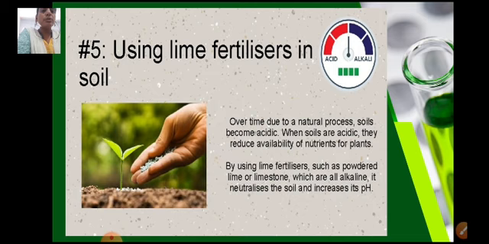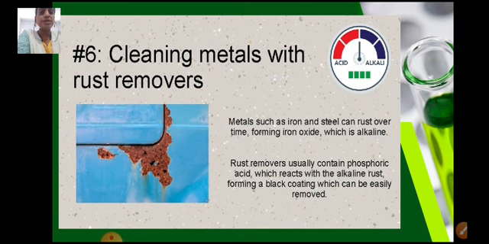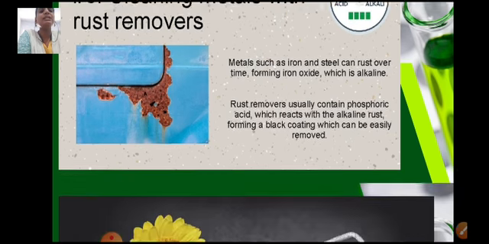And what happens to the soil? Soil becomes too acidic when lots of fertilizers are used. Such soil can be neutralized by using lime fertilizers, lime or limestone. Next, cleaning metals with rust removers. Metals such as iron and steel can rust over time, forming iron oxide, which is alkaline. Rust removers usually contain phosphoric acid, which reacts with the alkaline rust, forming a black coating which can easily be removed.